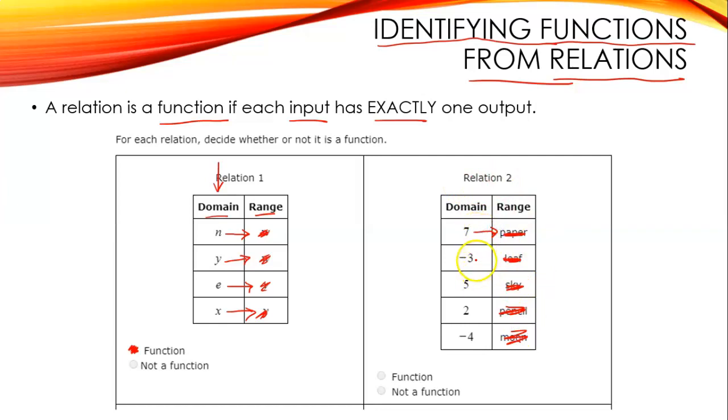7 only matches with one thing. -3 only matches with one thing. 5 only matches with one thing. 2 only matches with one thing. And -4 only matches with one thing. So we would also say that this is a function.